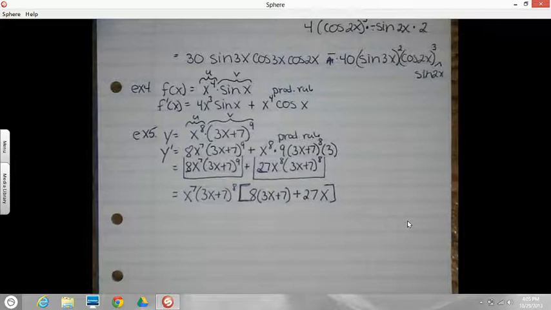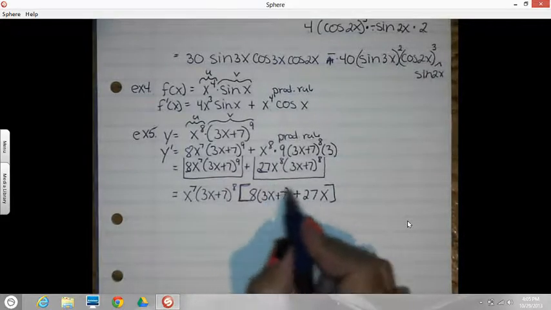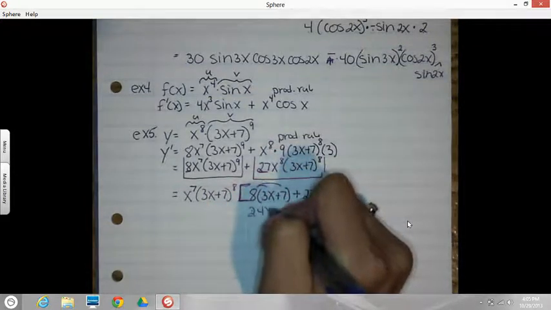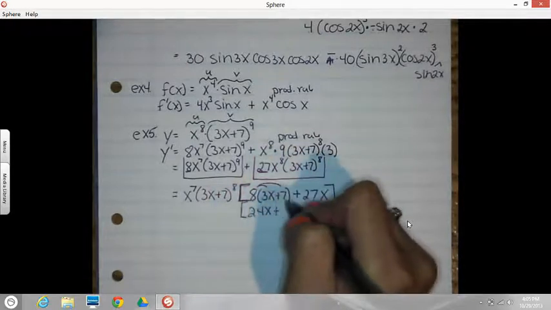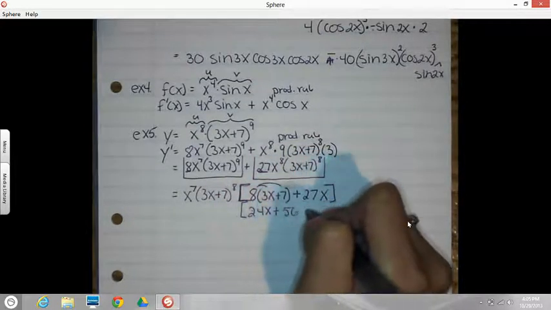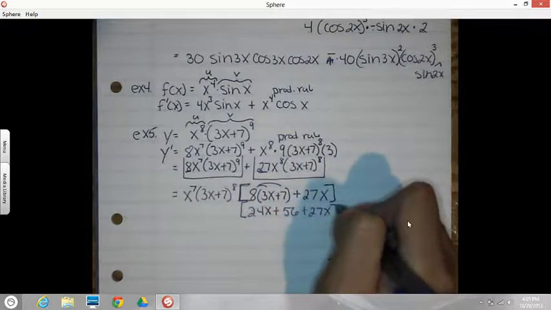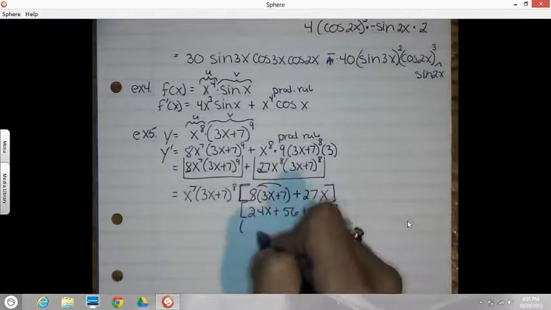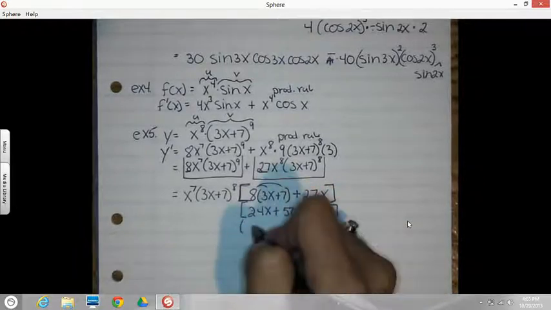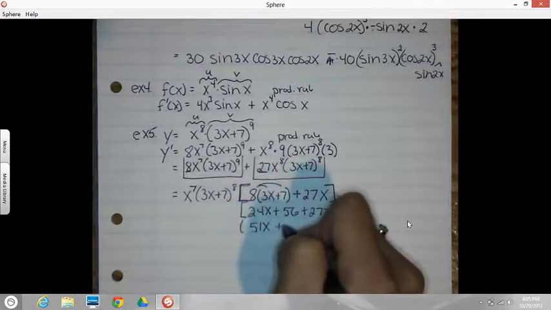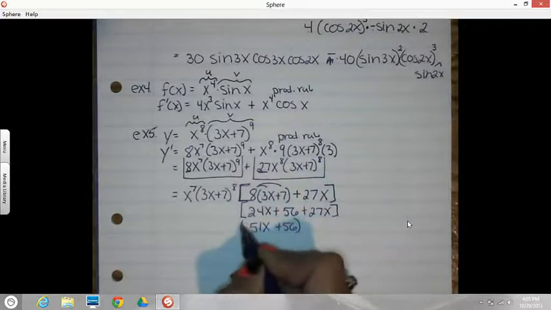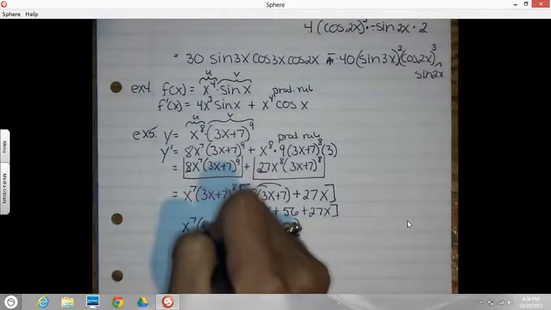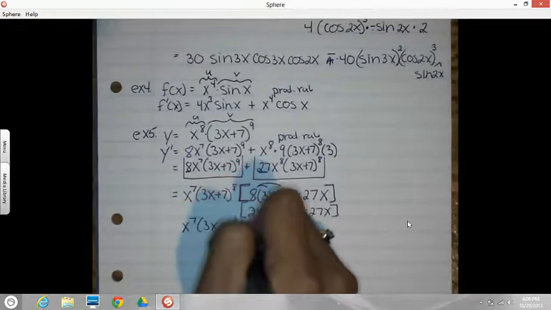Now the simplifying means I can usually simplify with the baskets or bring these together. If you distribute, it'll give you 24x plus 56 plus 27x, and then what combines are your x's. 51x plus 56. Again, squared or rounded brackets doesn't matter. Keep them squared. It's all good. X to the 7th, 3x plus 7 to the 8th. And there it is.